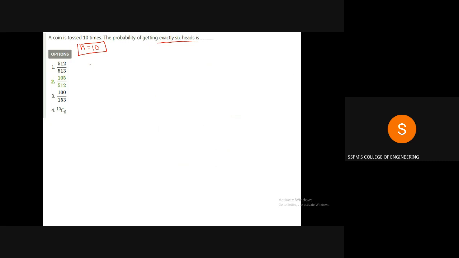So we already know what the probability of getting one head is. We have already learned that if one coin is tossed, the probability of getting head is half, and the probability of getting tail is also half. That we have already studied. So here the probability of getting one head, suppose it is p, is equal to half.